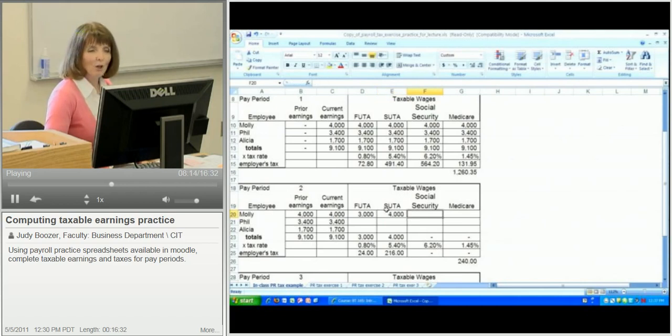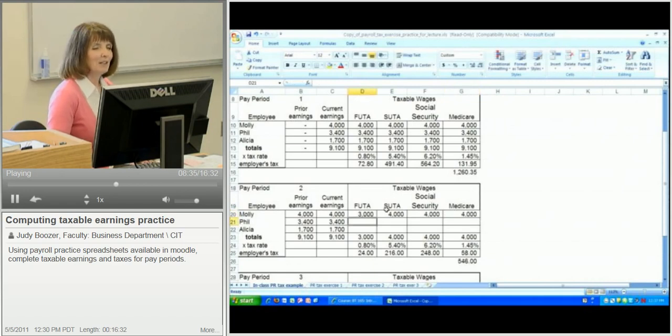So the full current earnings is taxable for Social Security, or OASDI, same thing. And Medicare, as I said before, there is no limit. Therefore, the current earnings are always taxable. So we're going to put 4,000 in here.